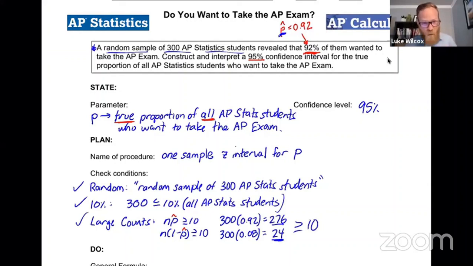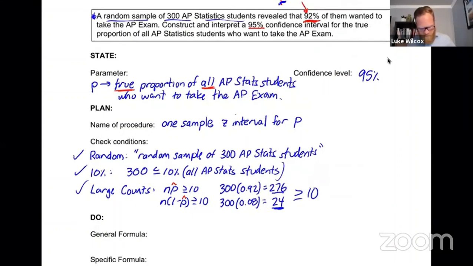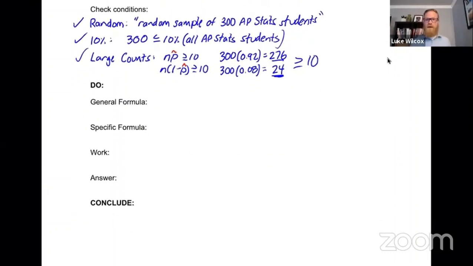Now, let's check in with why we need to check the large counts condition. And the reason is because we want to be able to say that the sampling distribution of p hat is approximately normal, so that we can use a z star critical value when we get to the calculation. So with our three conditions satisfied, we are ready to move on to the actual work of calculating the confidence interval here. So we're going to start with a general formula, which I actually showed you on the homework from the previous day. Point estimate plus or minus margin of error.